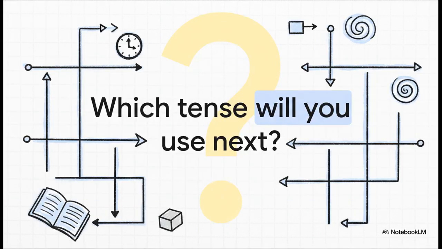Once you get this simple grid, this idea of time plus aspect, you're not memorizing 16 rules anymore. You're just using one simple, elegant, powerful system. It honestly changes everything about how you see English grammar. So, that just leaves one question. Which tense are you going to use next?